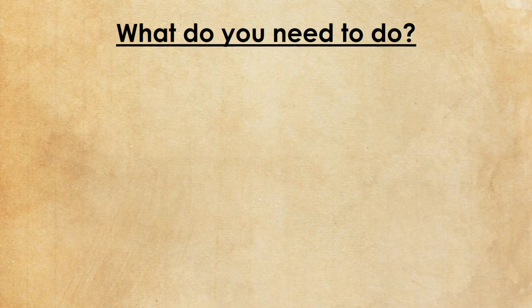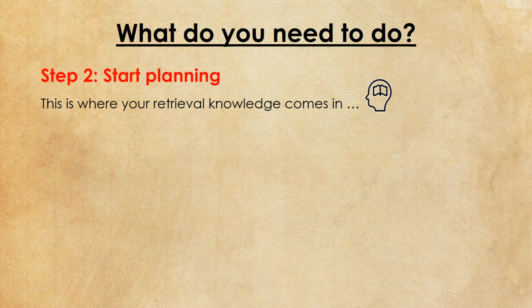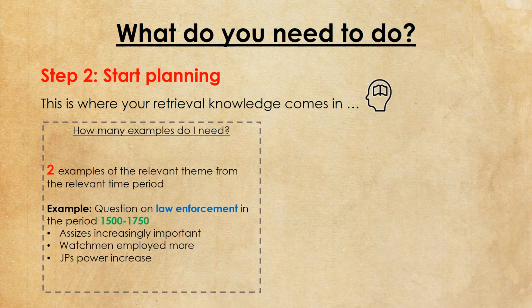So what do you need to do once you've worked out the focus? Well, this is where you need to now start planning, and this is where your retrieval knowledge from all of your revision is going to come in useful. So how many examples are you going to need to include in a 9-mark question? Well, you're going to need 2 examples of the relevant theme, crime, punishment, or law enforcement, from the relevant time period, medieval, early modern, industrial, or modern.